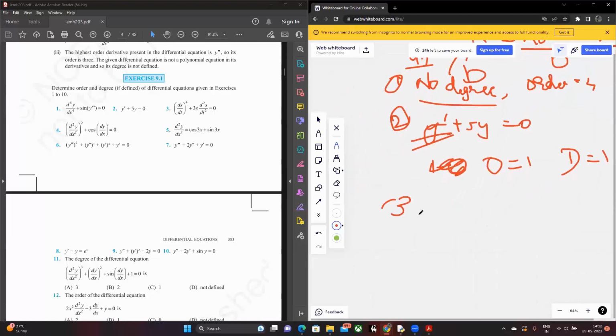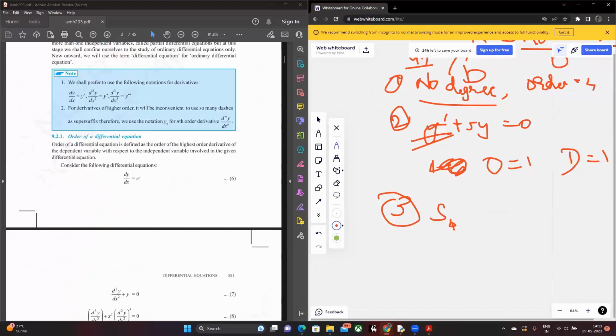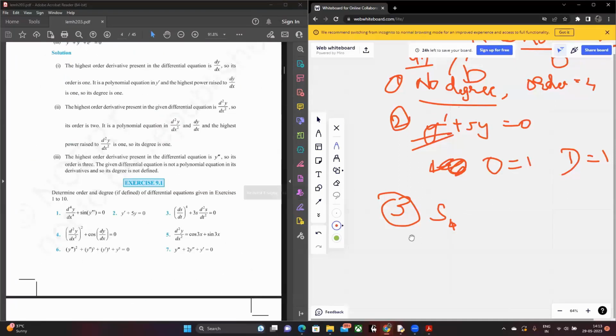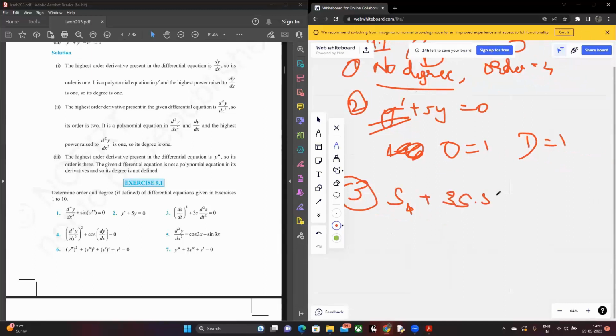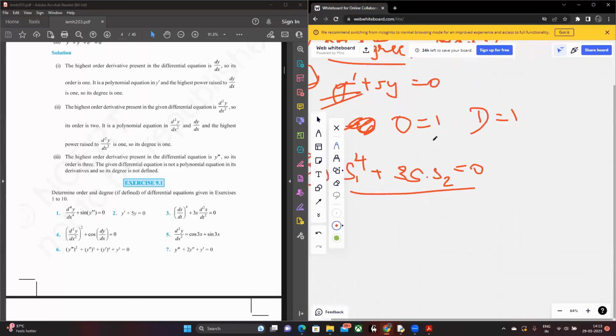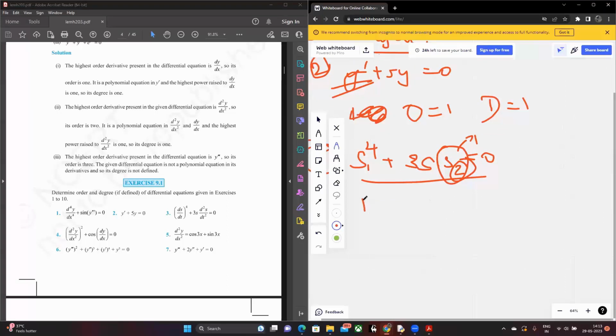Question number 3 says that it is s4, ds by dt power 4, as given over here in the notations, right? For yn is the nth order derivative d^n y by dx^n, right? So I'm going to use shorthand everywhere. Don't get confused, right? And it's 3s into s2 equals 0, right? Wait, what am I doing? Sorry. s4 is s1 power 4, right? And plus 3s into s2 is 0. This is a polynomial. This is not something like a non-polynomial, right? So you can see that the order is 2, and the power of this highest order term is 1. So over here, your order is 2, the degree is 1, even though you have an s1 power, right?